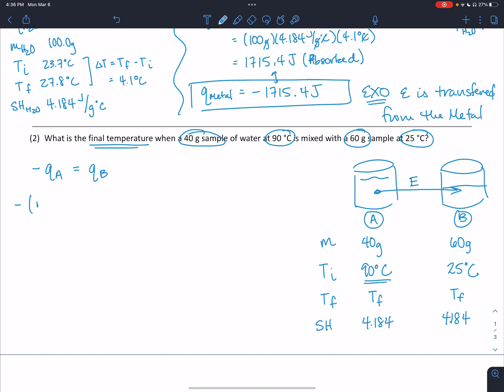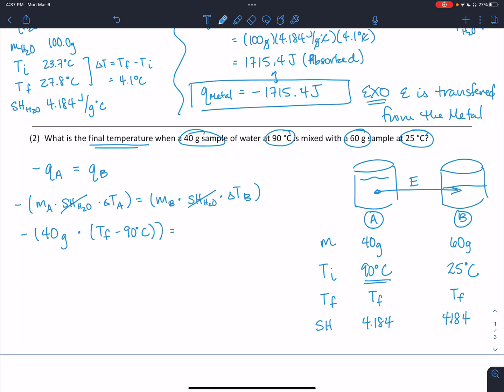It's going to look something like this. Negative the mass of A times the specific heat of water times delta T of A. I'm just going to leave it as delta T for right now. And that's going to be equal to the mass of B times the specific heat of water times delta T of B. If I look, specific heat is on both sides of my equal sign, so that's going to cancel. So I can just plug in my values, negative 40 grams for A, and then substitute in my numerical values for delta T. So that's going to be T final minus 90 degrees Celsius.